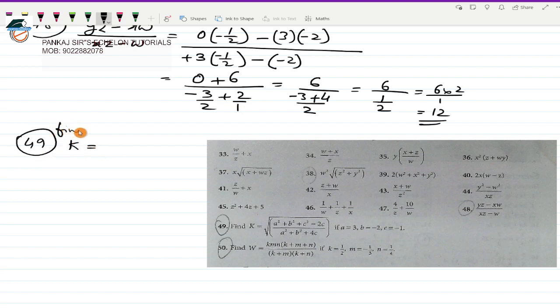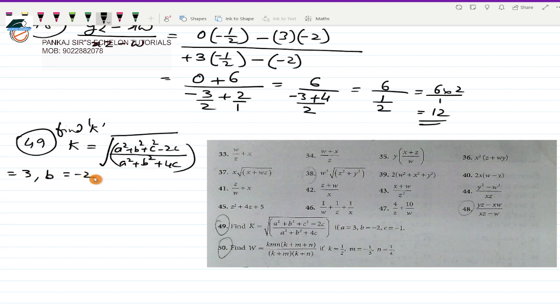You have to find k, and k is equal to the square root of (a square plus b square plus c square minus 2c) divided by (a square plus b square plus 4c). Okay, you have to find out k, and the values of a, b, c are given to you. You have to take a as 3, b as -2, and c equal to -1. These are the values you have to take. Okay, so let us get started.